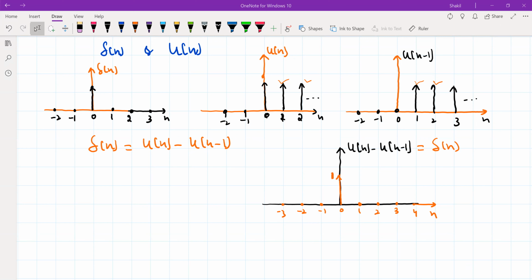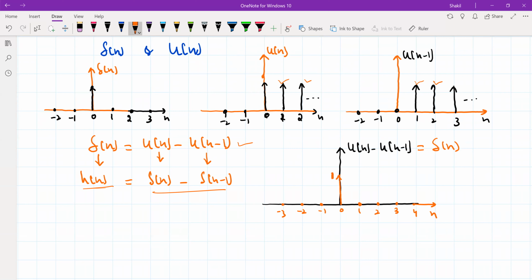See, the corresponding response of an LTI system due to delta n is termed as h of n. Similarly, the corresponding response to u of n we term as s of n, and to u of n minus 1 we term as s of n minus 1, if the system is an LTI system. You can see they are also related. So if delta n is related to u of n by u of n minus u of n minus 1, the output responses are also related by the same relationship. You can check it. So this is the relationship between delta n and u of n.